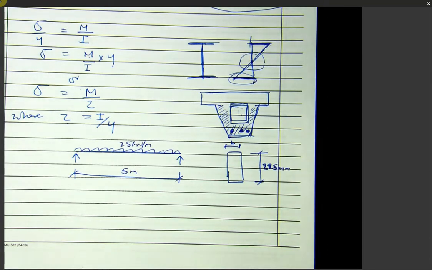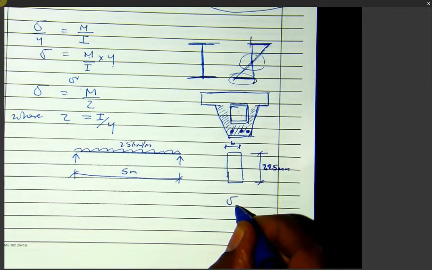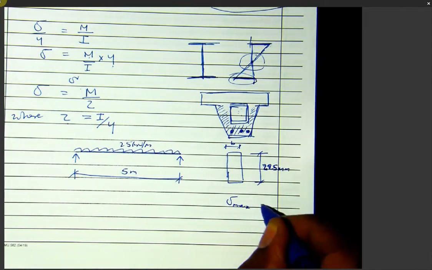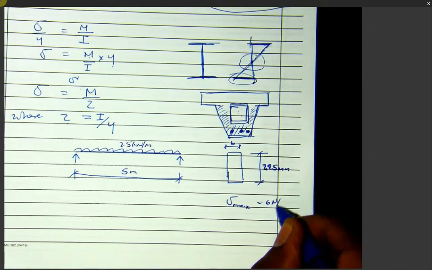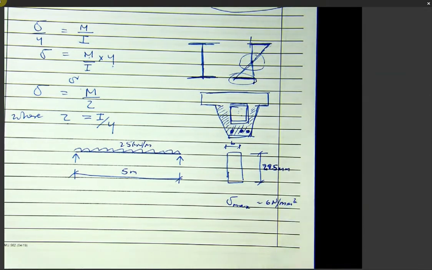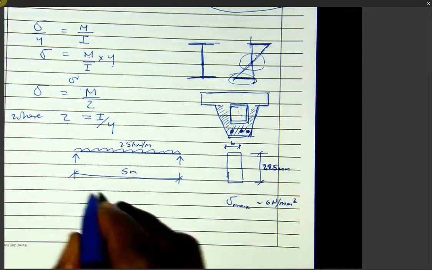So the question is now, how do you go about working out the dimensions of that beam? And let's make it interesting by saying that you are told that you can't stress the beam more than 6 newtons per millimeter squared. That's the maximum stress that the beam can take. So how do you go about determining that dimension B?